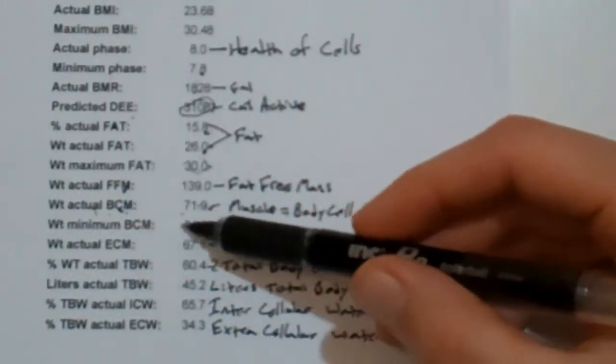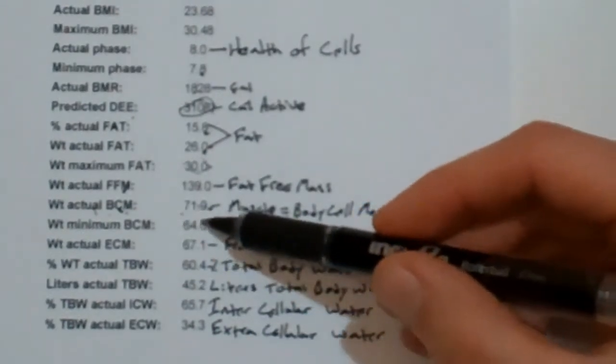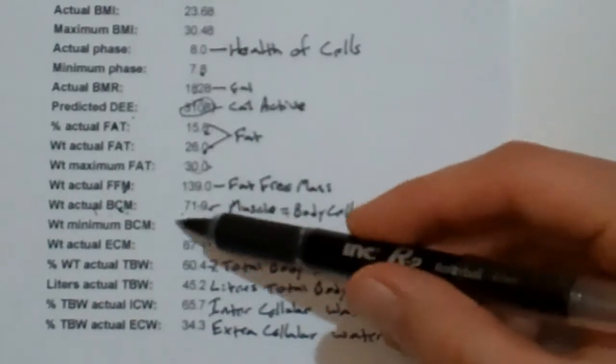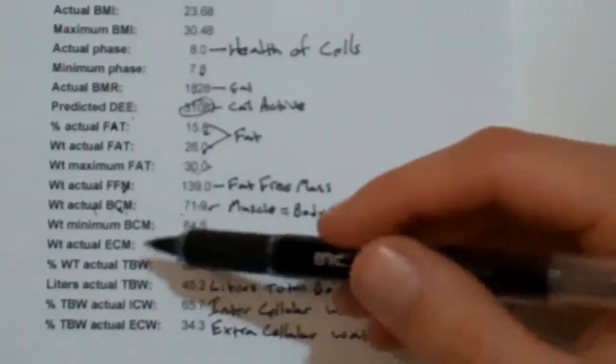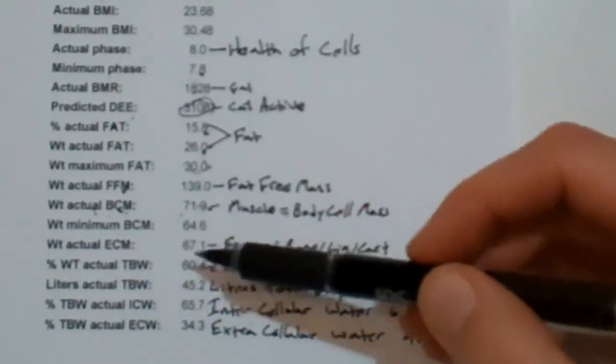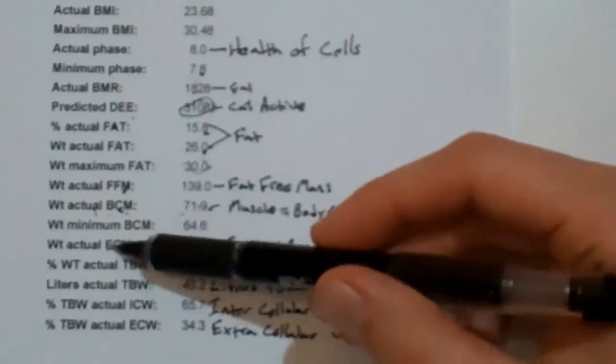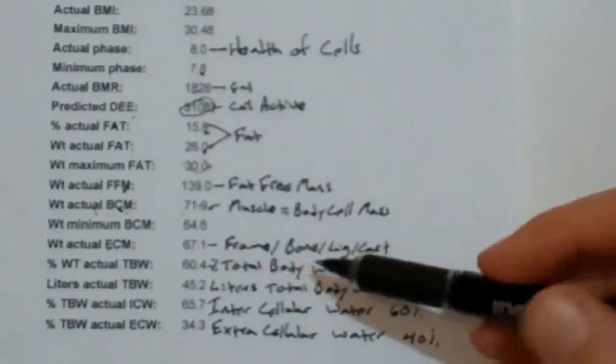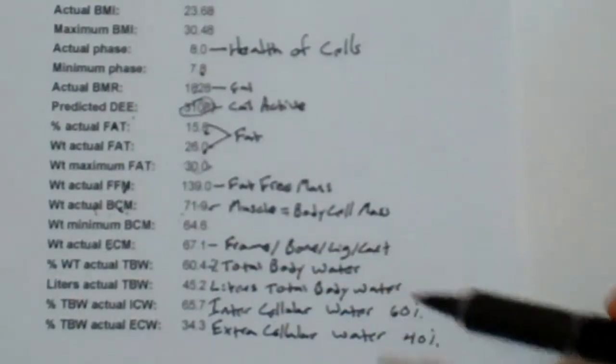Weight minimum BCM is just something I put on there for my very, very critically ill patients. We don't want you below this number, and most of you won't be. Weight actual ECM stands for extracellular mass, and that is your frame. That's your bones, your ligaments, your cartilage, etc.